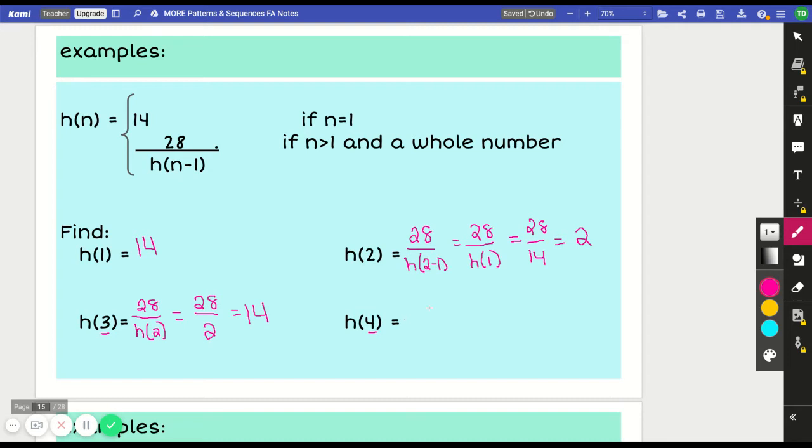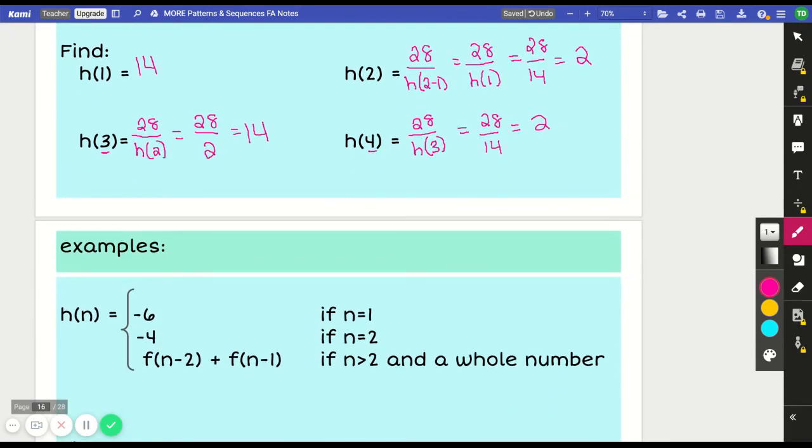Now h of 4. We are dividing 28 by 4 minus 1 is 3. So h of 3. And h of 3 we just found was 14. So that gives us an answer of 2 again. So it's going to be going back and forth between 14 and 2.